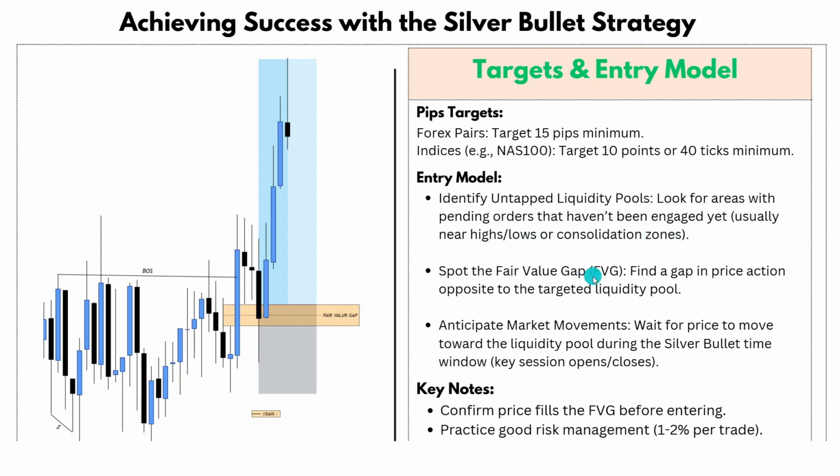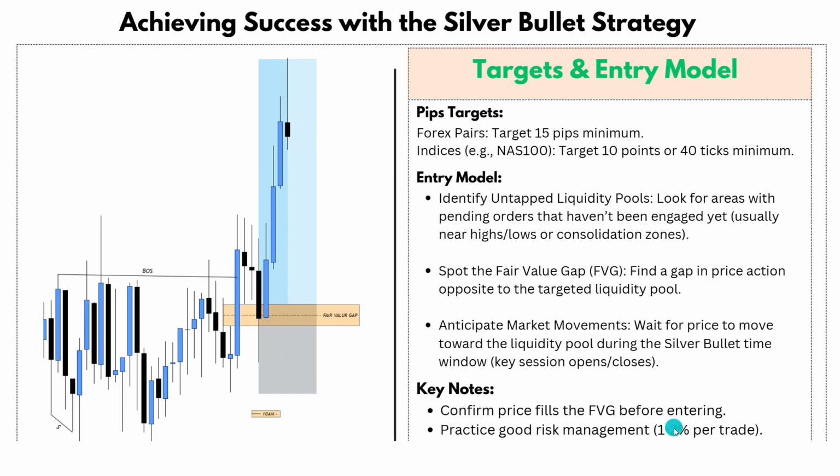Number 2, spot the fair value gap. Find a gap in price action opposite to the target liquidity pool. And then number 3 is to anticipate market movements. Wait for price to move toward the liquidity pool during the silver bullet time window, the key session opens or closes. And then some key notes is to confirm price fills the fair value gap before entering.